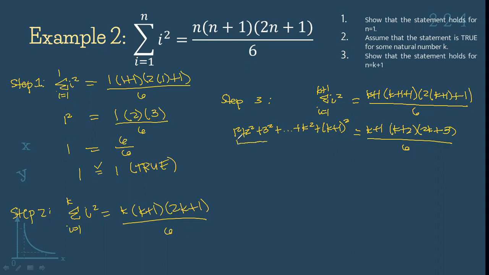So this part, like our example earlier, can be rewritten using our step number 2. So we can make it k times k plus 1 times 2k plus 1 all over 6 plus k plus 1 squared. Now, let's copy this so that we can see later whether they will be equal.